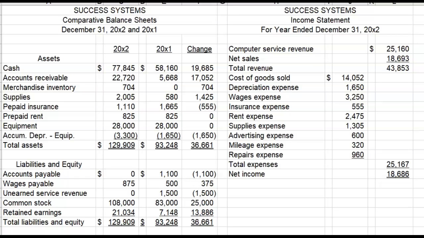Hi everyone. In this series of Chapter 21 study guide videos, we'll prepare a statement of cash flows using both the direct and indirect methods.